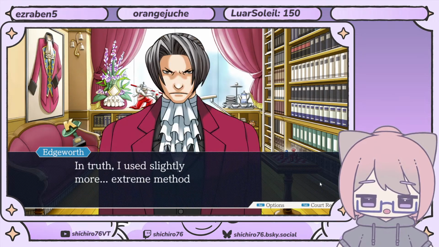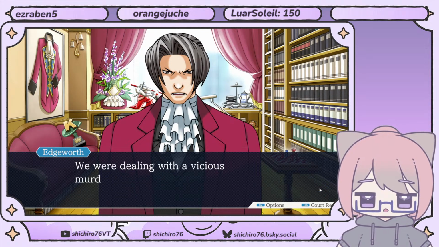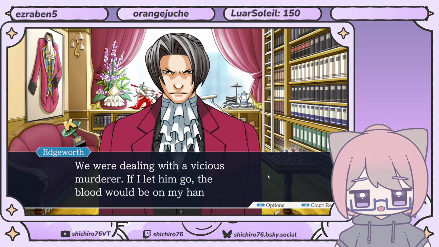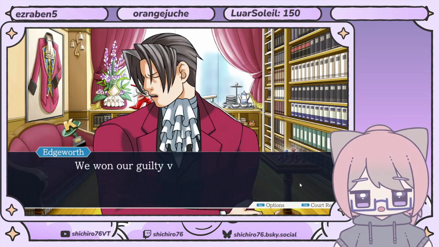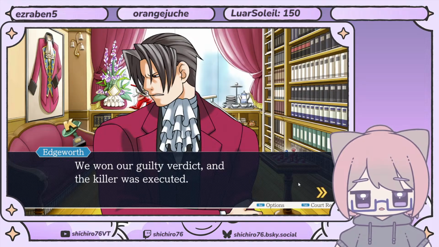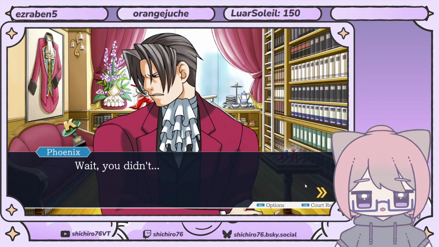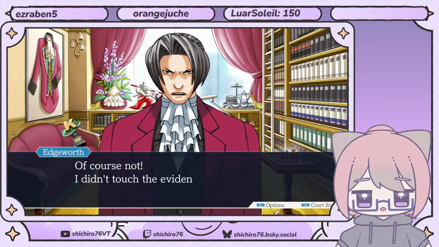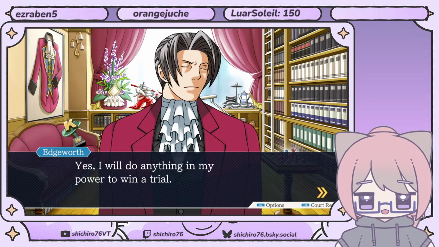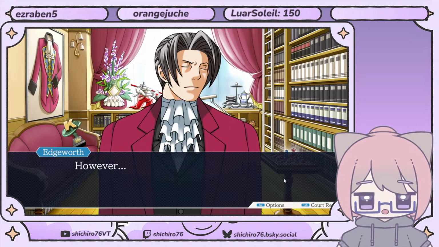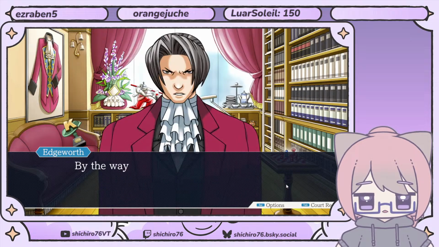In truth, I used slightly more extreme methods than normal. We were dealing with a vicious murderer. If I let him go, the blood would be on my hands. We won our guilty verdict and the killer was executed. Wait, you didn't? Of course not. I didn't touch the evidence. Yes, I will do anything in my power to win a trial. However, I do have a code and I follow it faithfully.